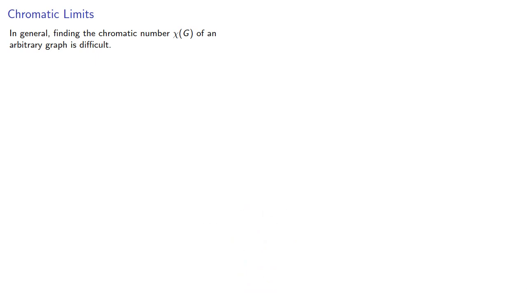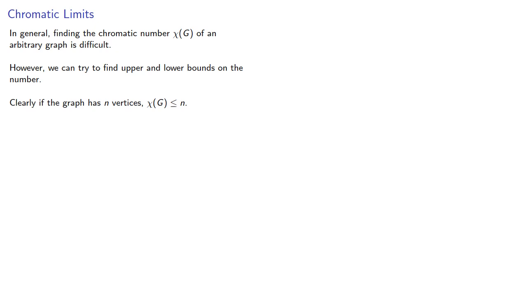In general, finding the chromatic number of an arbitrary graph is difficult. However, we can try to find upper and lower bounds on the number. Clearly, if the graph has n vertices, the chromatic number must be less than or equal to n. This gives us an upper bound. Can we find a lower bound?